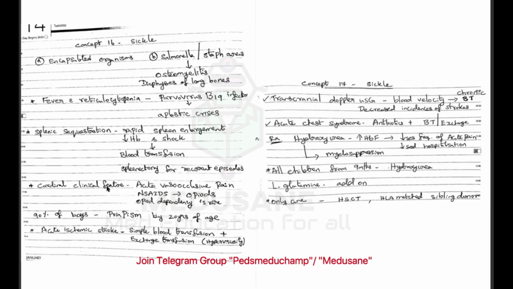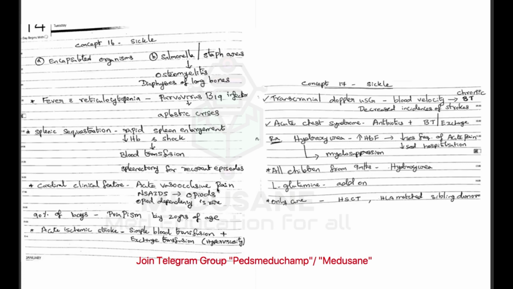Cardinal clinical feature of sickle cell: the main problem with sickle cell is not just hemolysis, it is the obstruction. I said already, it is the acute vaso-occlusive pain. So for vaso-occlusive pain, you have to give liberal NSAIDs. It is a very, very painful thing. So no child should suffer from such pain. So NSAIDs you have to give, and you have to be liberal with opioids. So your MCQ might be given like, do not give opioids.